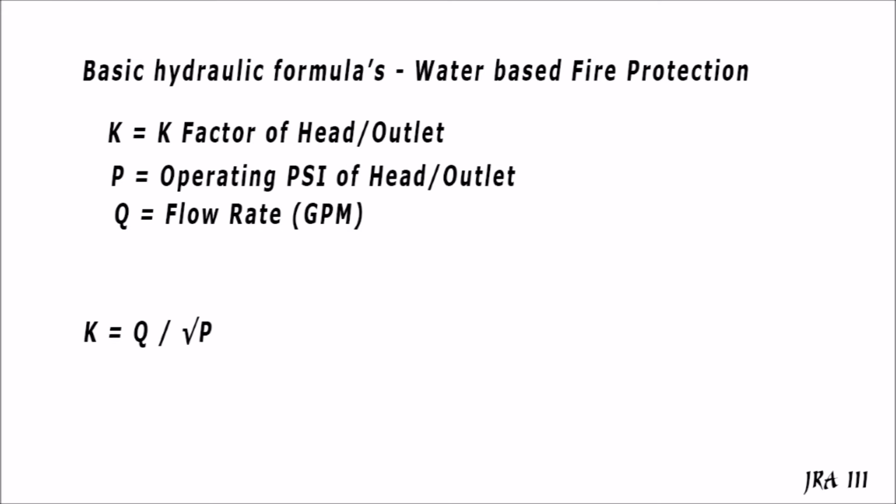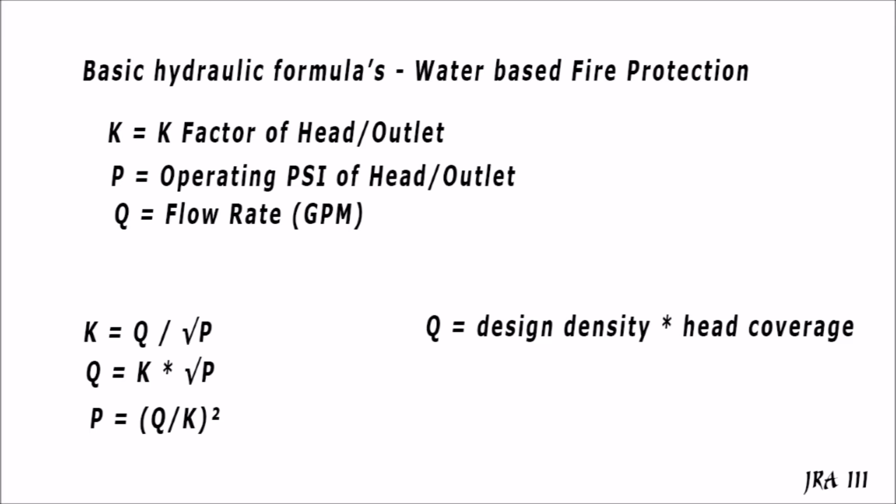The formula for the K factor is K equals Q divided by the square root of P. The formula for Q, or flow rate, is K times the square root of P. And the formula for finding the operating pressure of the head is P equals (Q divided by K) squared. An interesting thing to note, since we deal mainly with design density, is that Q is equal to the design density times the head coverage, which we'll cover a little more. It's a bit more advanced, but you never know what kind of curveball these exams try to throw at you.